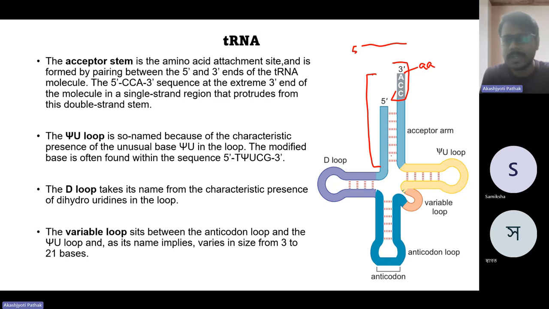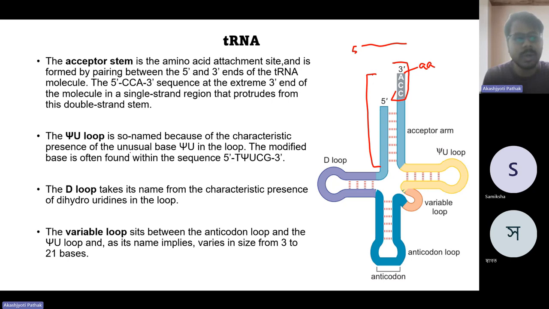So this blue colored region that you see is called the 5' arm, and is called the acceptor stem. And the sequence present at this end is 5' CCA 3' at the extreme 3' end of the molecule, in a single strand region that protrudes from the double stranded stem. So remember this sequence, CCA 3', and this sequence helps in the attachment of an amino acid to its 3' end.